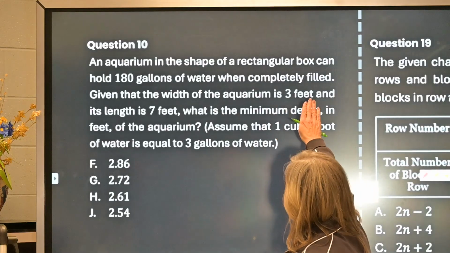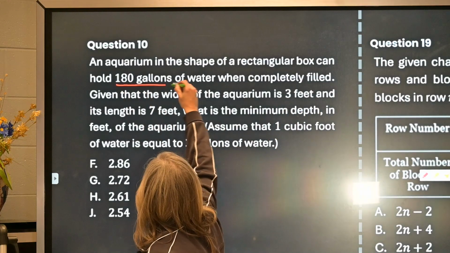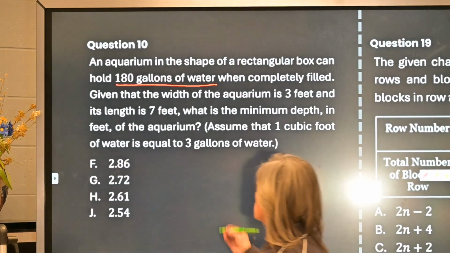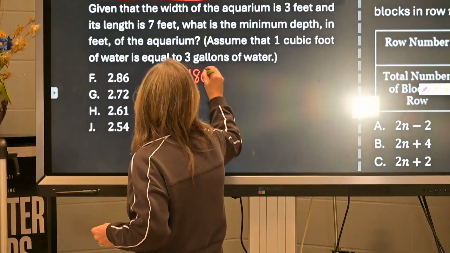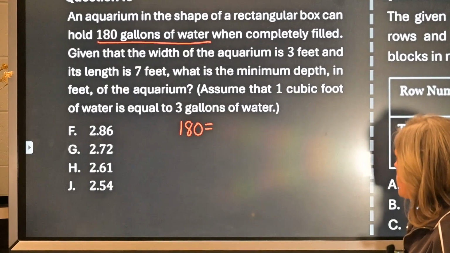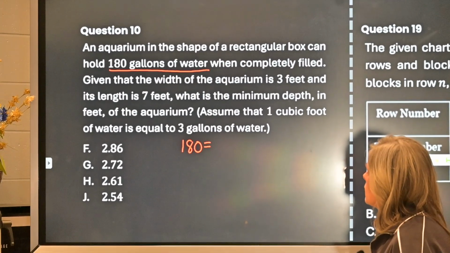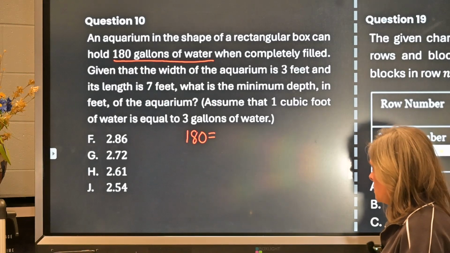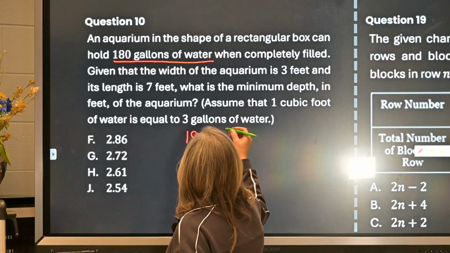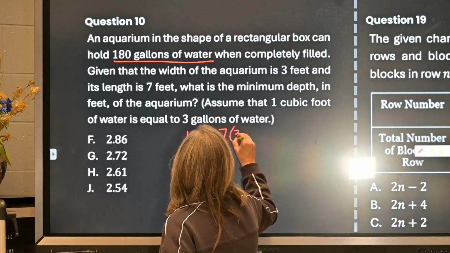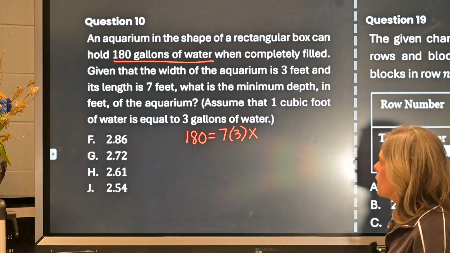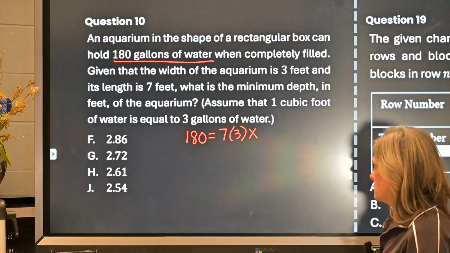So it says the rectangular box can hold 180 gallons of water when it's completely filled up. So that is the volume, okay? So I'm actually gonna write that. So 180 is my volume. It says, given that the width of the aquarium is 3 feet and its length is 7 feet, what is the minimum depth in feet of the aquarium? Okay, so that's 7 times 3 times x. Okay, and then it says, assume that 1 cubic foot of water is equal to 3 gallons of water.